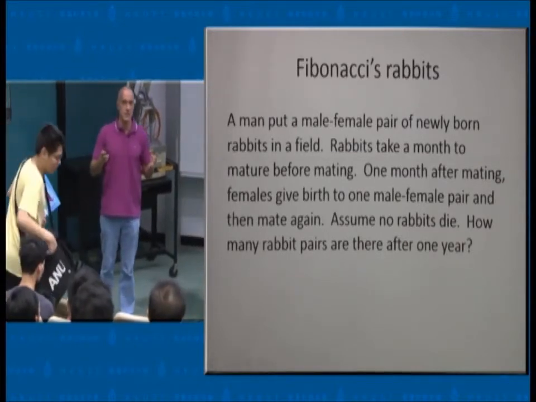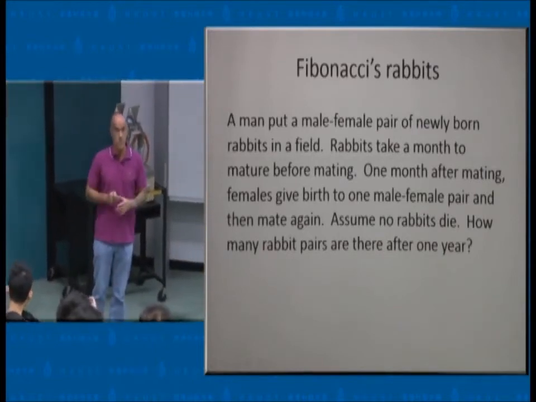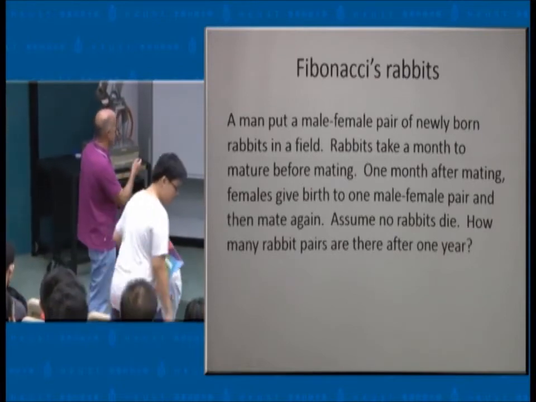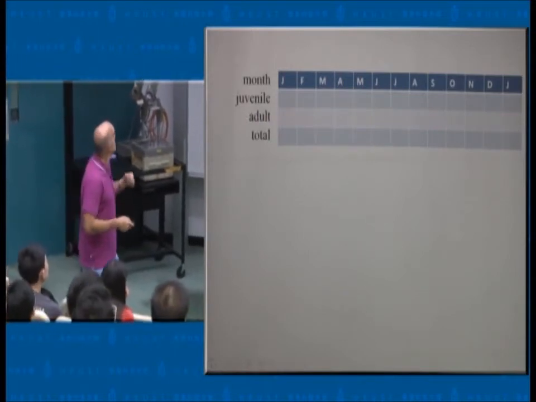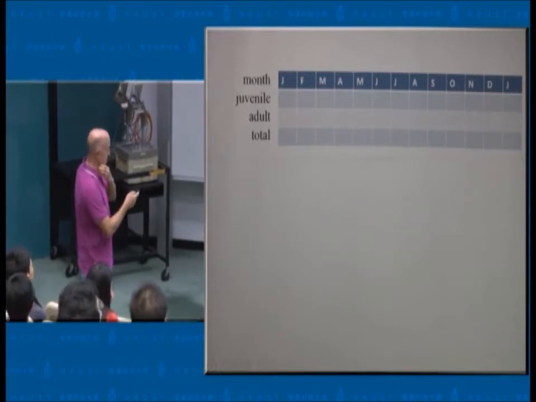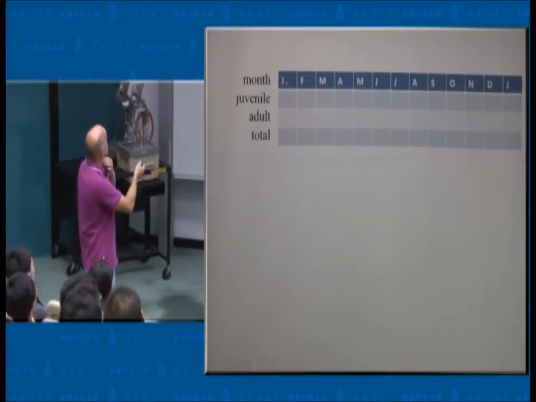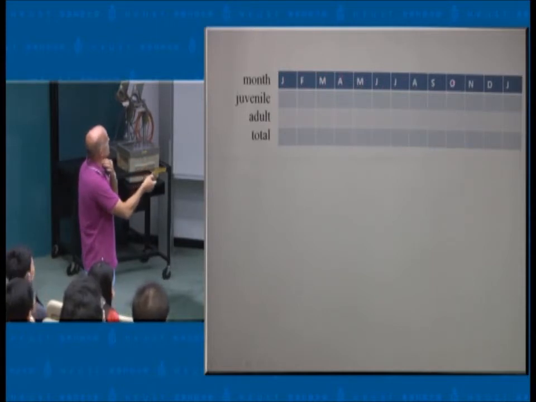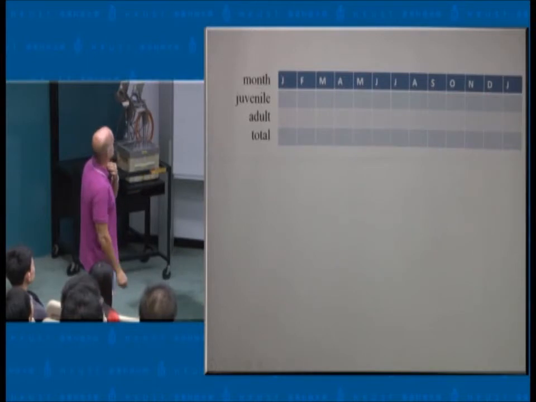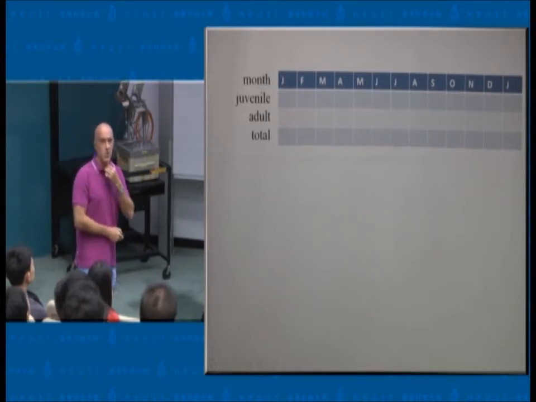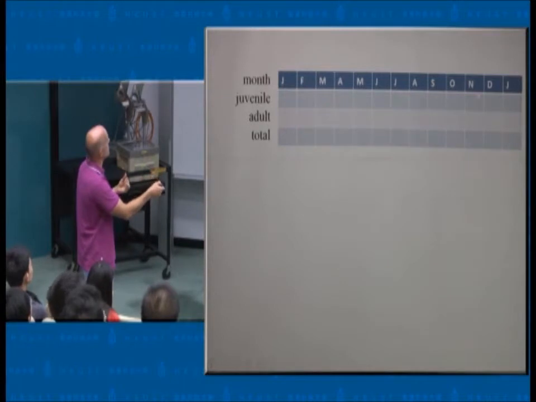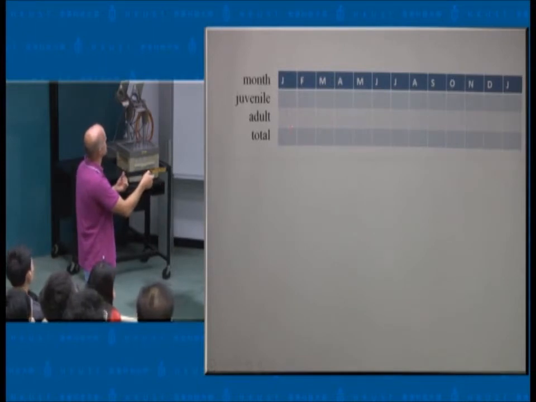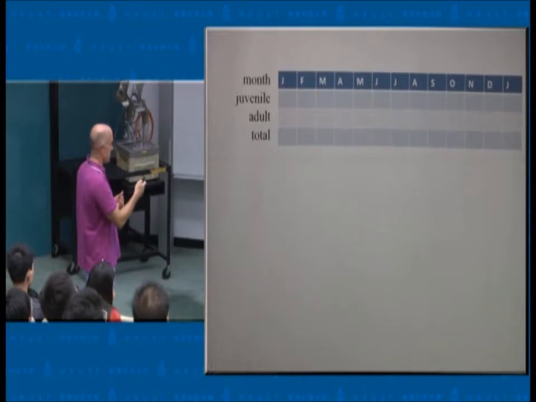So that's the famous Fibonacci rabbit problem. Let's set up a solution. I'll do it through a table. The top row of the table is the month: January, February, March, April, May, June, July, August, September, October, November, December, back to January. And then I'm going to fill in this table with the number of rabbit pairs. These are the number of newborn rabbit pairs, juveniles. These are the number of adult rabbit pairs. And this is the total, the sum of the juveniles and the adults.